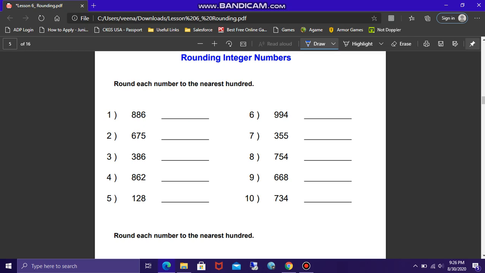So same thing for this one. 675. 7 is above 5. So that would automatically be round up. So 6 plus 1 would be 7, and then 2 zeros after place value. This one, same thing. 8 greater than 5. So this would be 400, because rounding up.